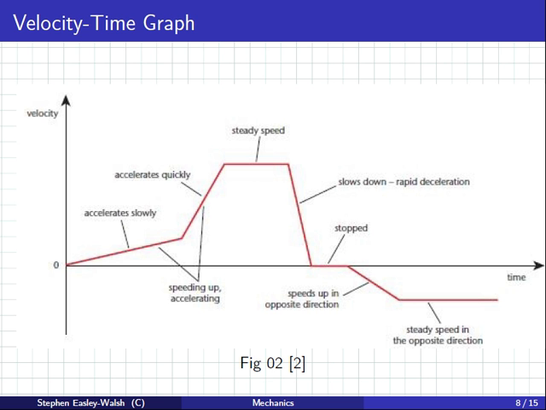All this vocabulary is useful. This is accelerate slowly, accelerates quickly, steady speed, rapid deceleration, opposite direction, steady speed. This is accelerating. This here, decelerating. What's another word for steady speed? Constant speed. What's another word? Zero acceleration. You're right, zero acceleration or uniform velocity. I would like everyone to draw this in their notebook, please.